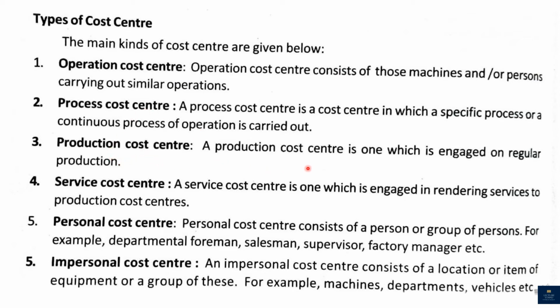Production cost center is one which is engaged in regular production. For example, a company producing a mobile phone. Mobile phone is a cost center. Okay, how much cost that particular production center involves for producing mobile phones day by day. Okay, production cost center.